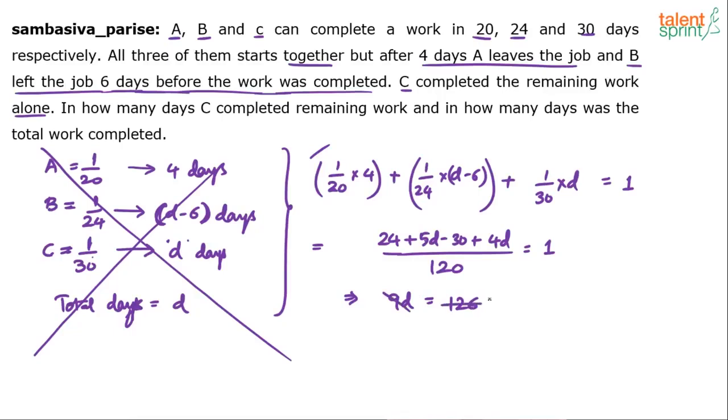126 goes how many times? 90 plus 36, 14 times. So D is equal to 14. 14 days. The units are days.